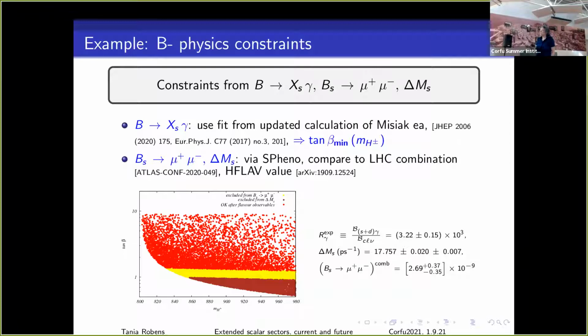This is all allowed, and then this contour here comes from B to X_s gamma. This is relatively new, a year old or so: there has been an update on this calculation from Nikolai and Matthias and collaborators, saying that the lower bound for the charged mass in the two-Higgs-doublet model type 2 is around 800 GeV. I think this has important consequences, not only for my investigation but for anyone who looks at the 2HDM type 2, because it will push the lower scale for any of the scalars to a higher value due to interplay with electroweak precision constraints.